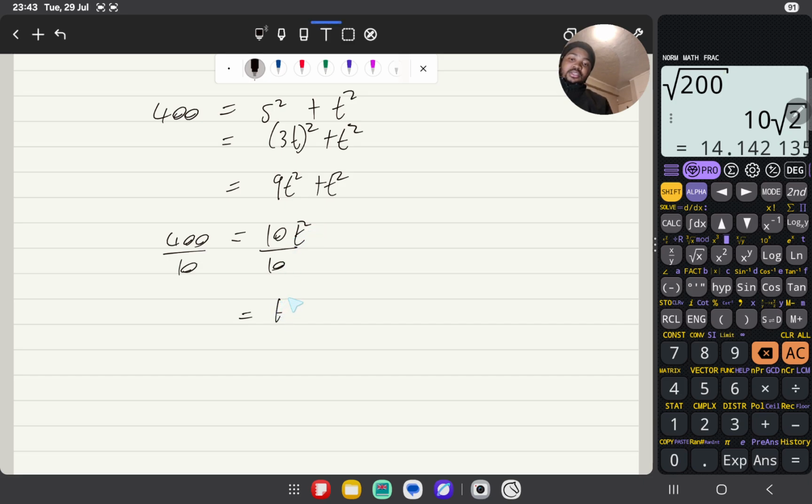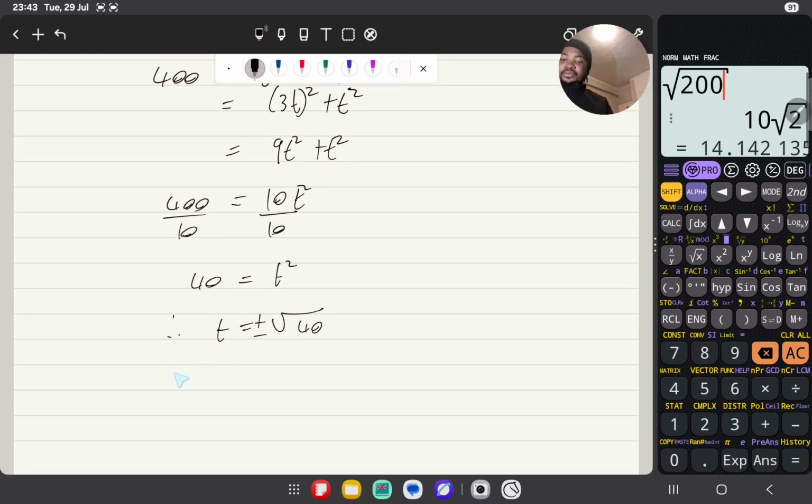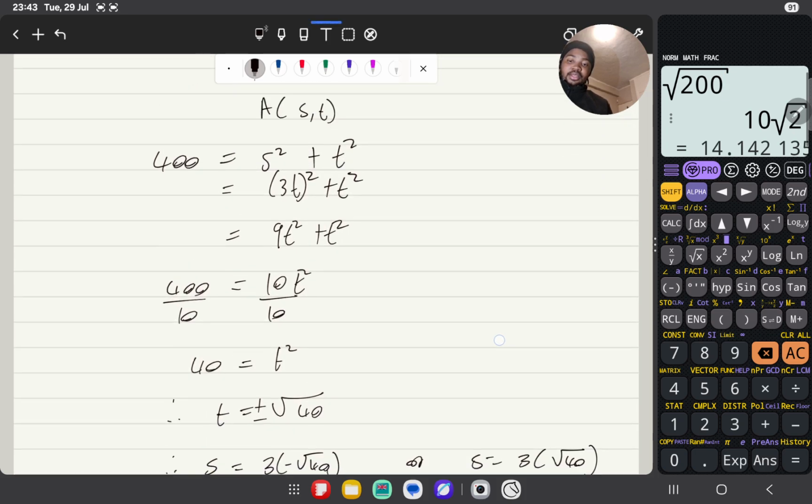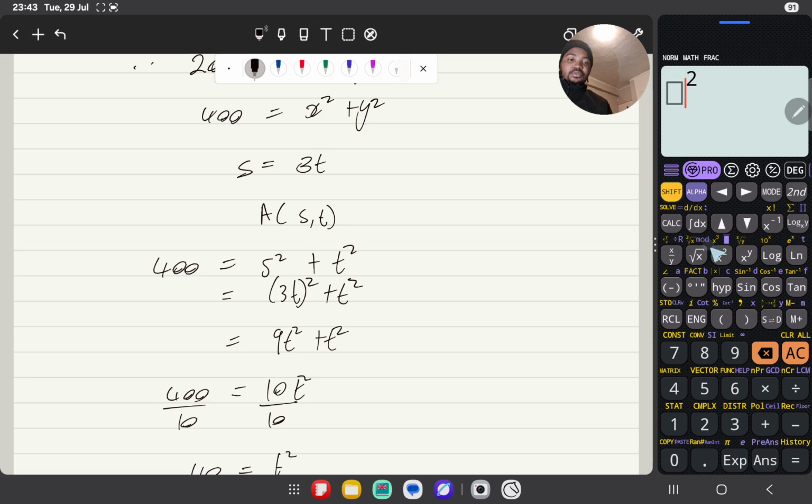And this is T squared, and here you're going to get 40, and therefore T is going to be plus or minus square root of 40, right? And therefore S can be 3 times negative square root of 40, or S can be 3 times positive square root of 40. So these are your possible values of S and T, right? Let me see, square root of 40.